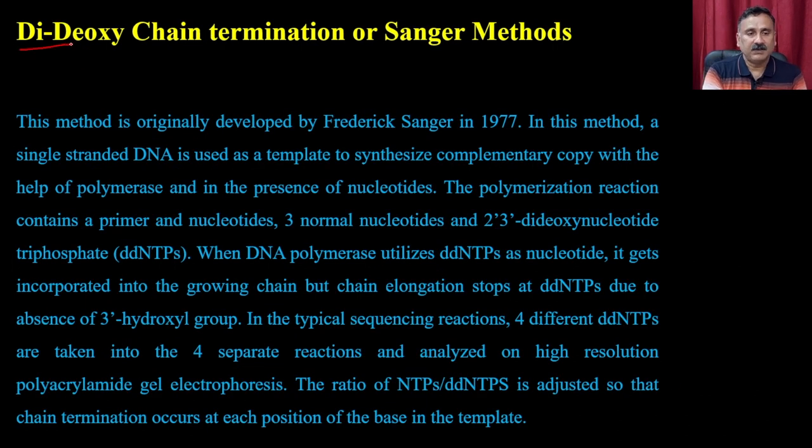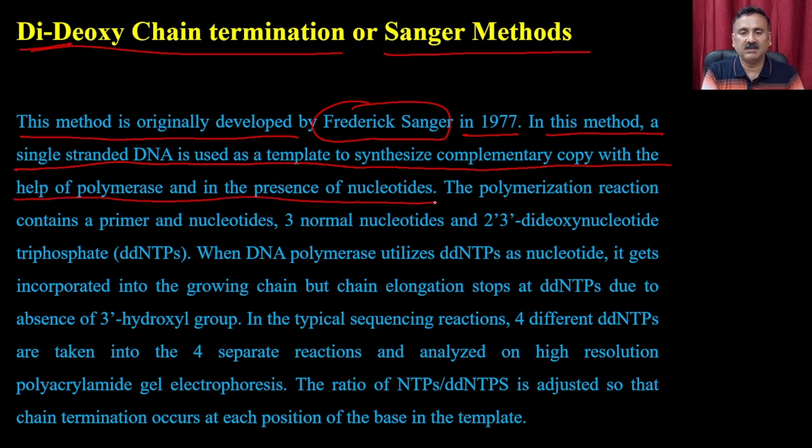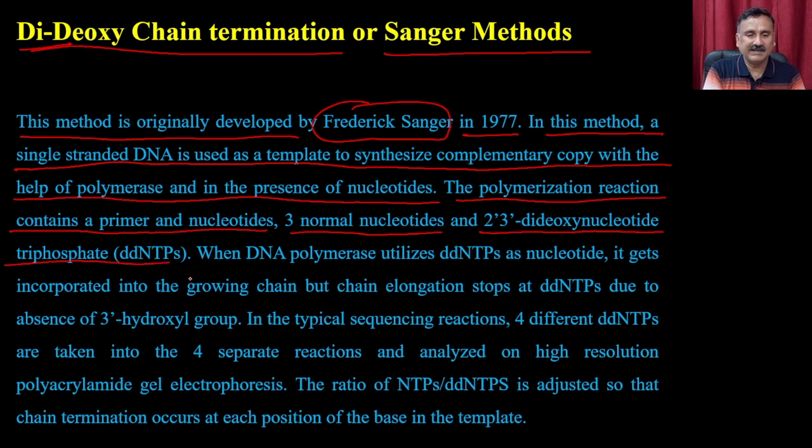The dideoxy chain termination method, or Sanger's method. This method was originally developed by Frederick Sanger in the year 1977. In this method, a single stranded DNA is used as a template to synthesize the complementary copy with the help of a polymerase in the presence of nucleotides. The polymerization reaction contains a primer and the nucleotides: three normal nucleotides and a 2',3'-dideoxynucleotide triphosphate, which is a modified nucleotide.